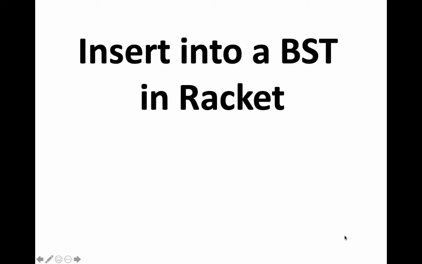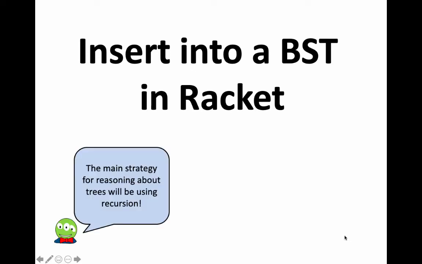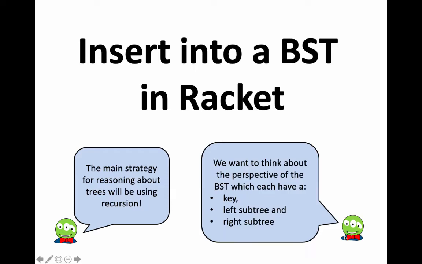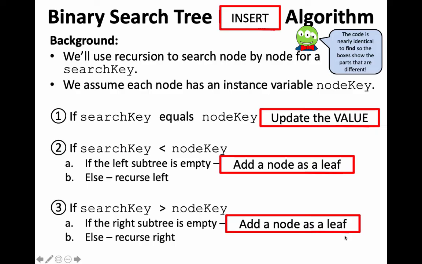Okay, we're going to write insert, and we're going to insert a key into a binary search tree in our Racket data structure. And again, we're going to use this main reasoning strategy about thinking about trees as recursive. We've got a naturally recursive structure, and we're going to take the perspective of a single binary search tree or a single tree and realize that as a single tree, we have a key and then a left and right subtree. Okay, here's the algorithm for insert that we looked at before.